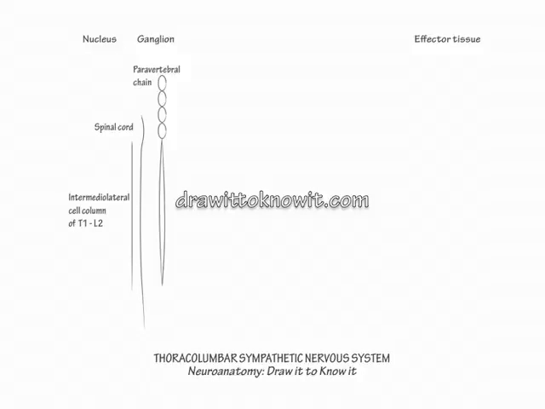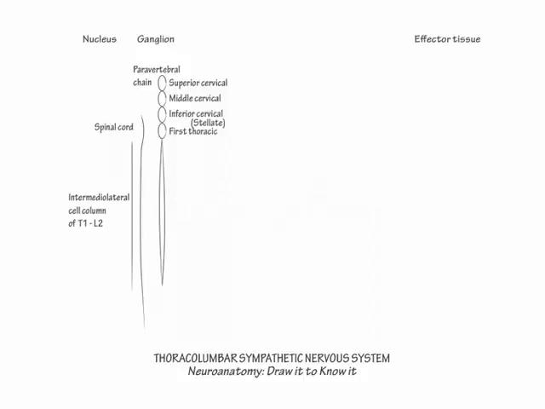Next, draw the paravertebral chain. It resembles a string of pearls and lies just lateral to the vertebral column. We draw it as 4 circles and a long tail because of the 24 sympathetic ganglia, only 4 are clinically worth specifying. The superior cervical ganglion, which sits at the top of the chain, the middle cervical ganglion beneath it, the inferior cervical ganglion beneath it, and the first thoracic ganglion beneath it. The inferior cervical and first thoracic ganglia combine to form the stellate ganglion.